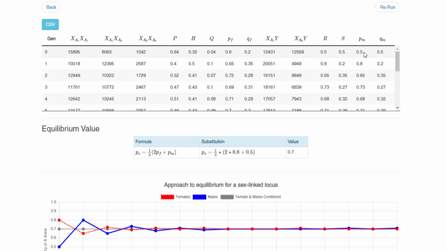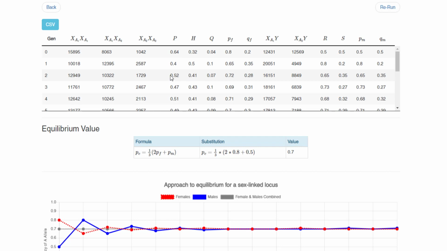In the following generation, each female will receive two X chromosomes, one from her father and one from her mother. For females, the relationship between allele frequencies of the parent generation and genotype frequencies of offspring is shown in the blue equation for each genotype. Consider the first and second generations. In the first generation, the P sub F is 0.65 and the P sub M is 0.8, and the product of these two numbers is 0.52, as we obtained in the simulation.